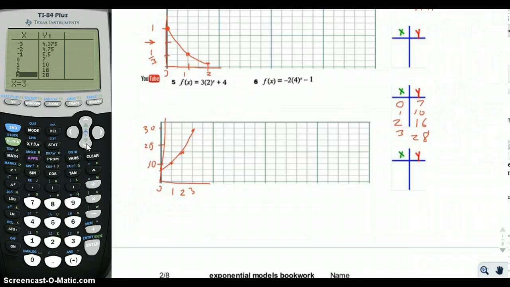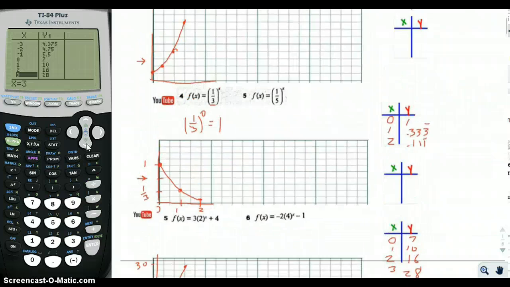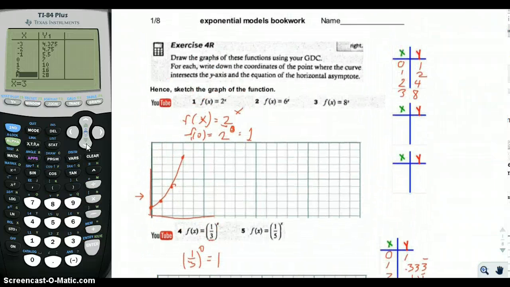So, and then that reminds me of something that we should have been doing, which I forgot about. Draw the graphs of these functions using your GEC. We did that. For each, write down the coordinates of the point where the curve intersects the y-axis and the equation of the horizontal asymptote. So we didn't do this. We didn't write the equation of the horizontal asymptote.